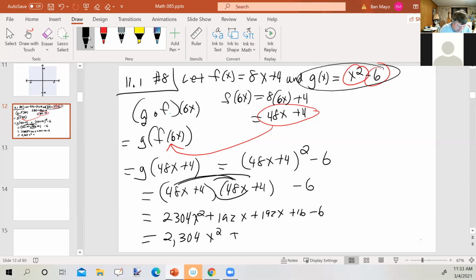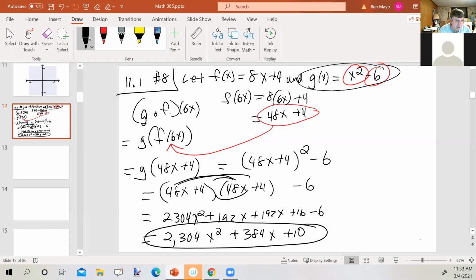2,304x squared plus, let's see, 192 times 2 is 384x plus 16 minus 6 would be plus 10. So there is our huge final answer. Seems kind of intimidating. You might have come up with that and thought that can't be right, it's too big, but that's the answer. Right? We good to go on to number 9?